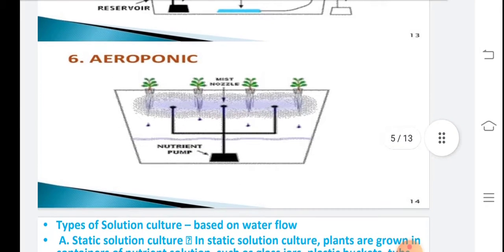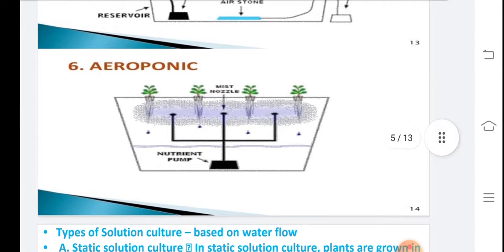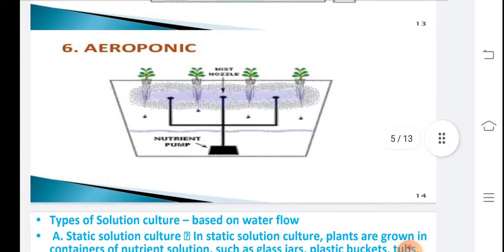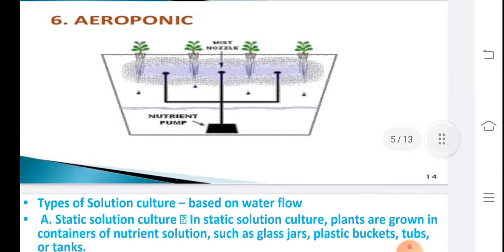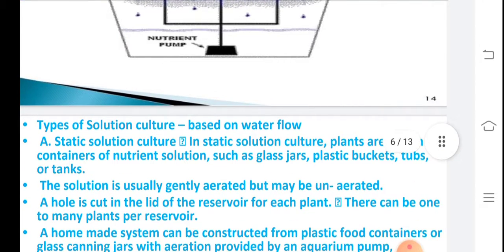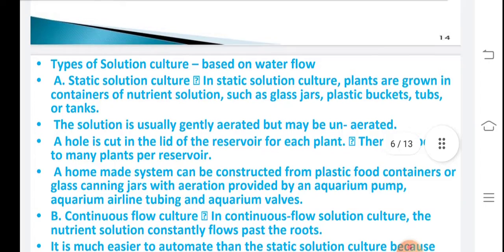And in aeroponics, directly there is a mist nozzle, which gives water mist, where humidity is more. Not directly given water, only the mist is given, right? Then the types of solution culture are generally based on the water flow.